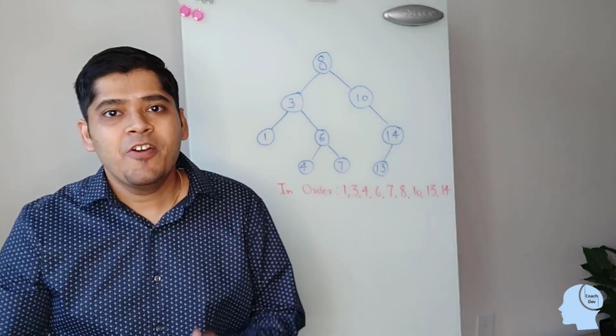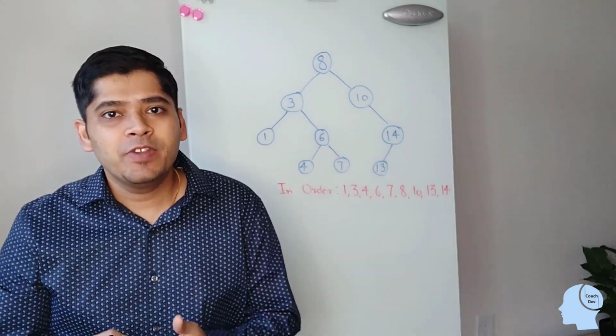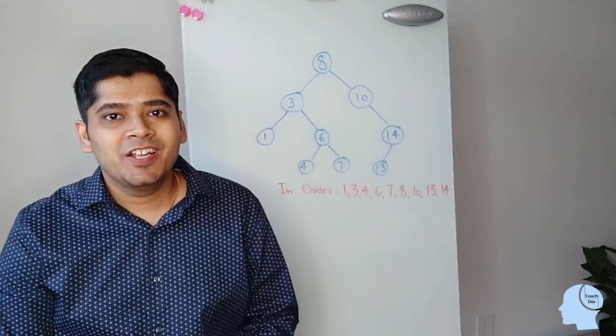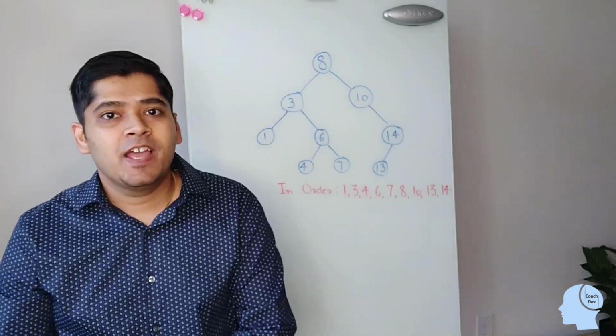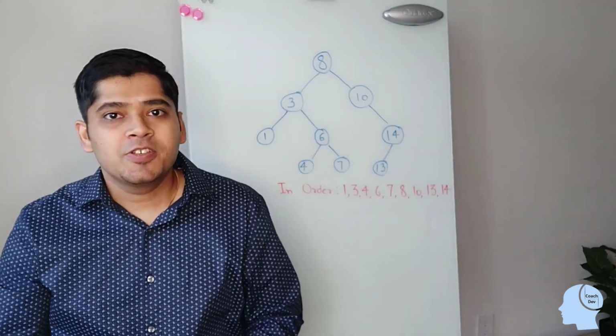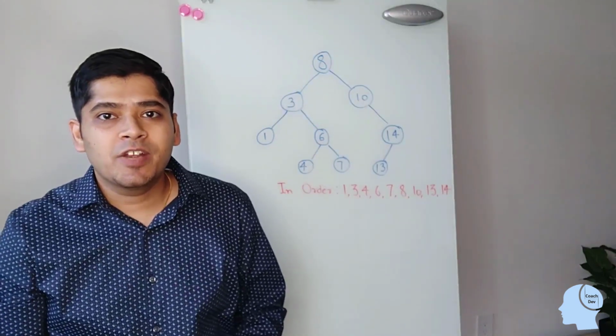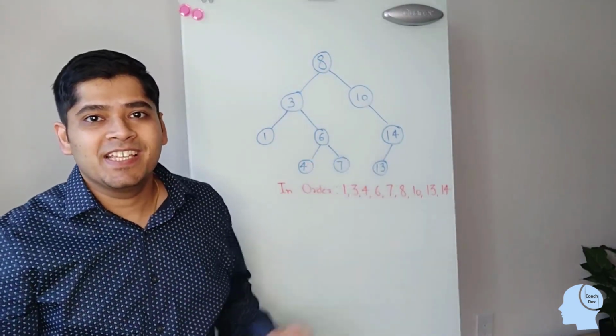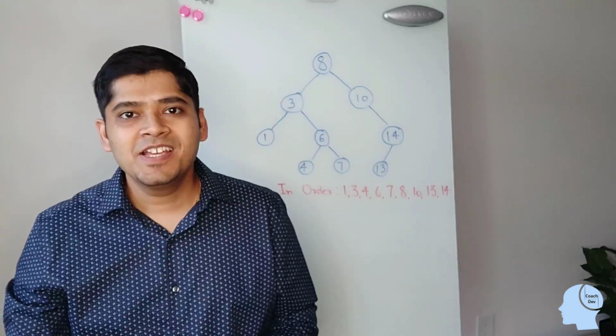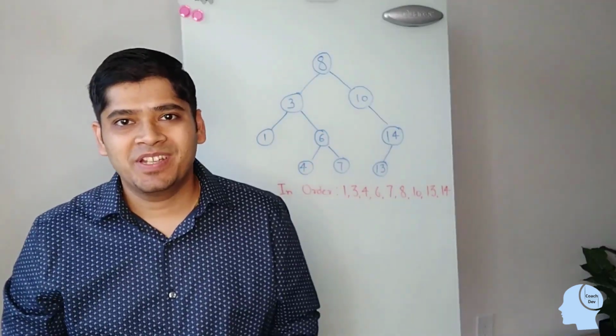And lastly, for in-order traversal, we traverse the left child followed by the node itself and then the right child. So for the given tree, the in-order traversal will look something like this. So let's come back to the question.